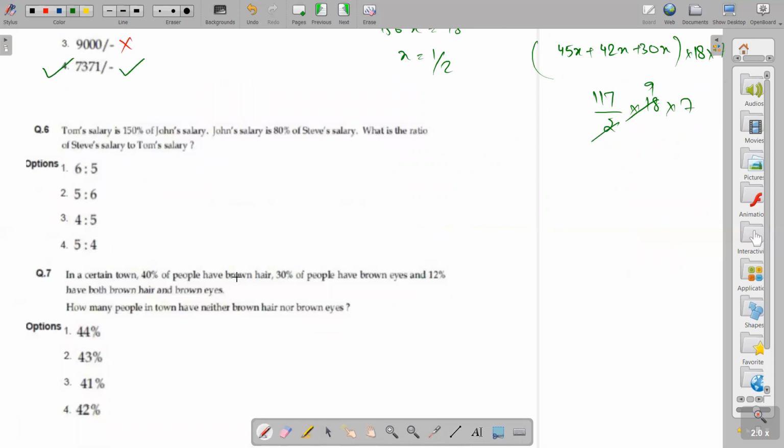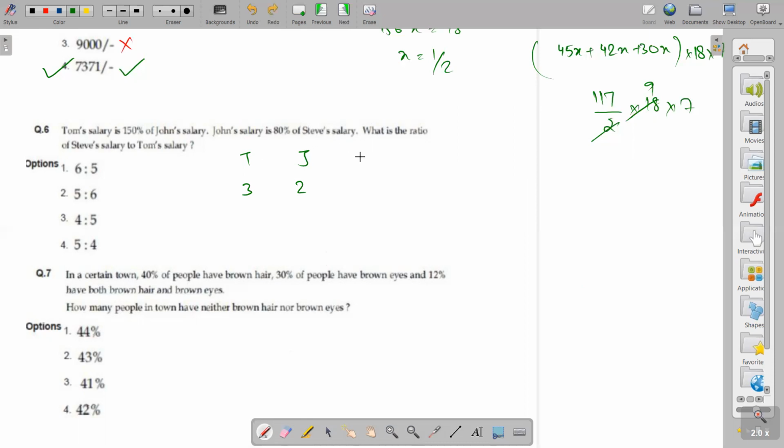Next question. Tom's salary is 150% of John's salary. So Tom is 3 and John will be 2. 3 by 2 is 150%. So anyway, what is the question?